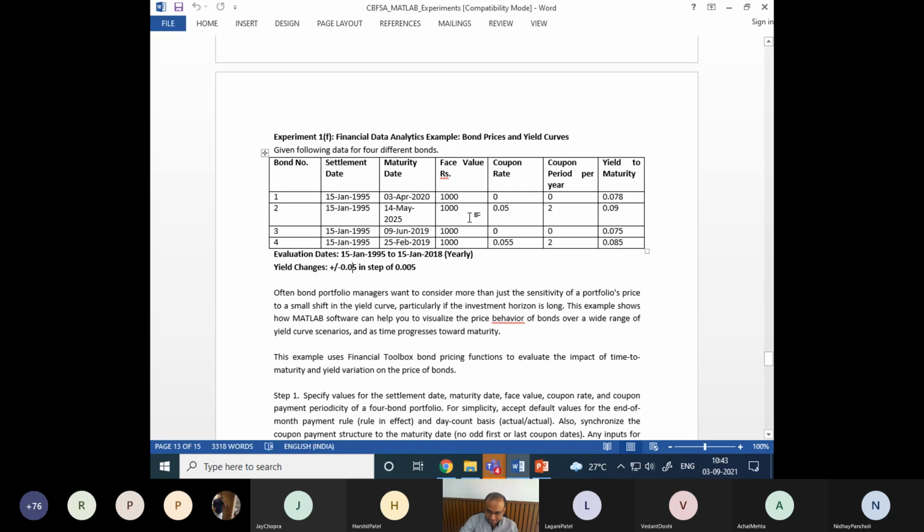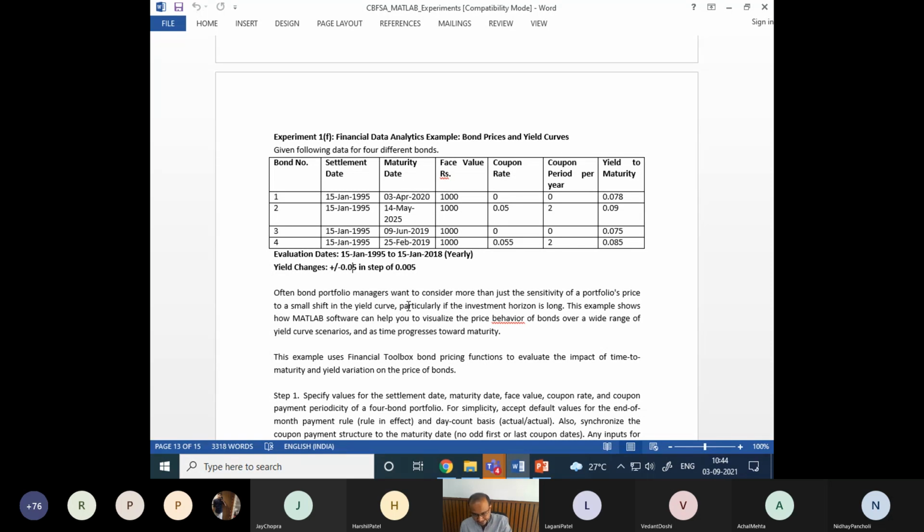So from this yield, if the yield fluctuates either on the plus side or the minus side, how will the bond price change? How will the bond price change on each date, 1995 January 15, 96, 97, likewise? So I have to generate such 24 total plots for all the 4 bonds, right? One plot on 15 January 95, similarly up to 15 January 2018.